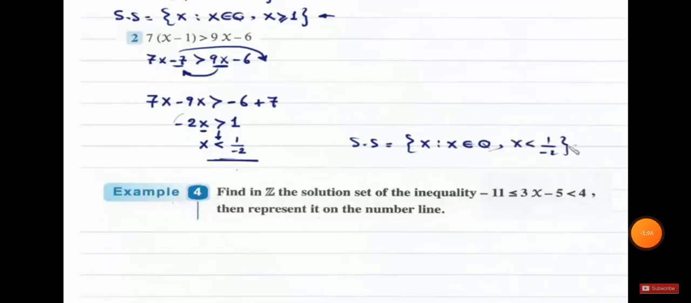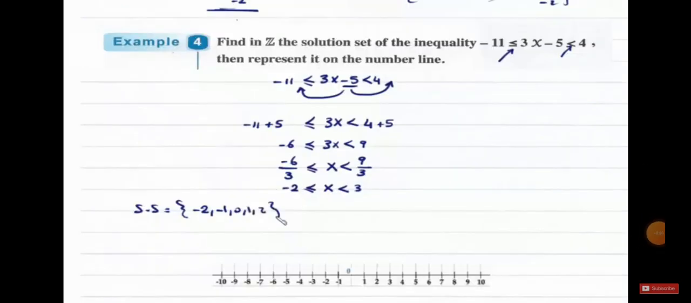Another example, 7 times x minus 1 less than 9x minus 6. We multiply first by first and first by second. Then we can say 7x minus 7 less than 9x minus 6. Then put negative 7 on the other side and 9x on the other side. Then 7x minus 9x less than negative 6 plus 7. Then negative 2x less than 1, dividing by negative 2. Then change the sign, then x more than 1 over negative 2. Then the SS equals x, that x belongs to Q and x more than negative half.